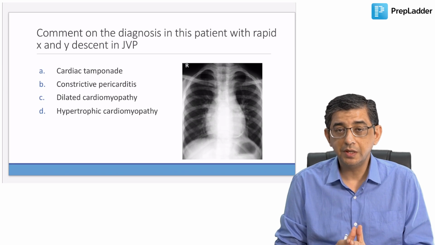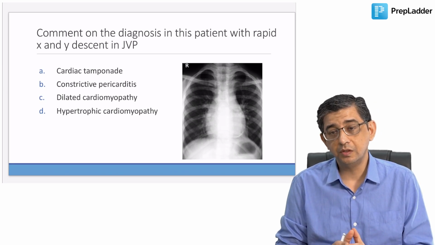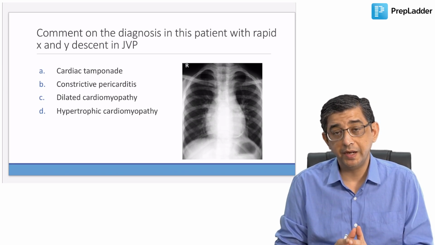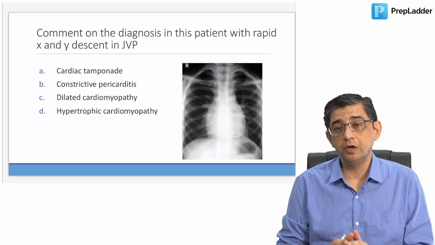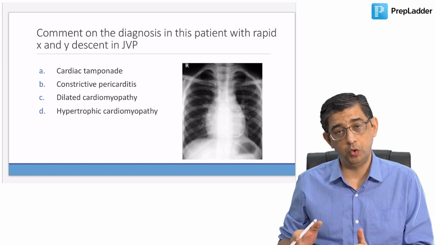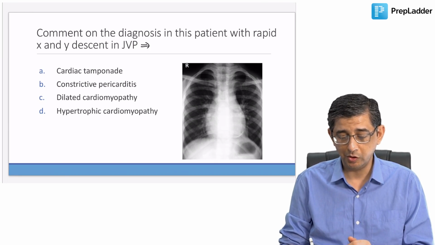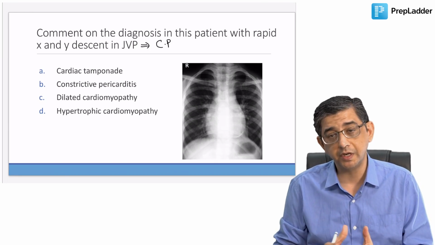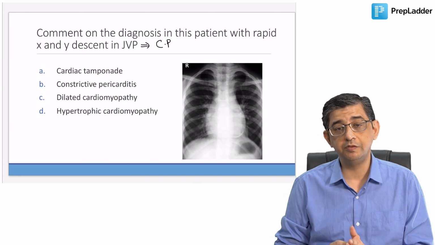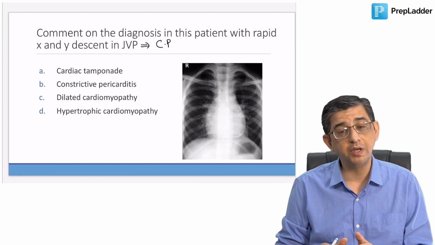Coming to the next question, he said comment on the diagnosis based on the X-ray and the rapid X and Y descent given on the JVP. You can crack this question even without looking at the X-ray, because rapid X and rapid Y descent has been taught to you in the lecture of JVP for constrictive pericarditis. So this is the kind of a question where you are actually hunting for the answer.